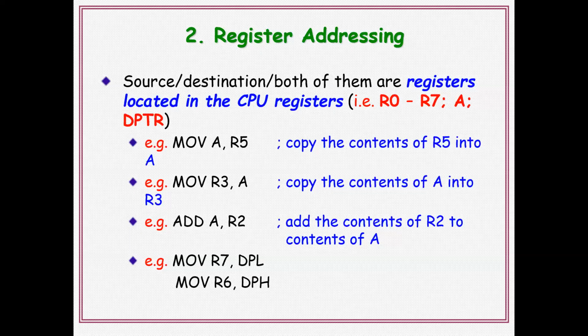The content of the accumulator is copied into the R3 register. Here also R3 is one register and the accumulator is also a register, so it is register addressing mode. And the third example, ADD A, R2. The content of the accumulator is added to the content of the R2 register. In this case also both are registers. The result is by default loaded into the accumulator. So simply, in register addressing mode, both operands are registers.